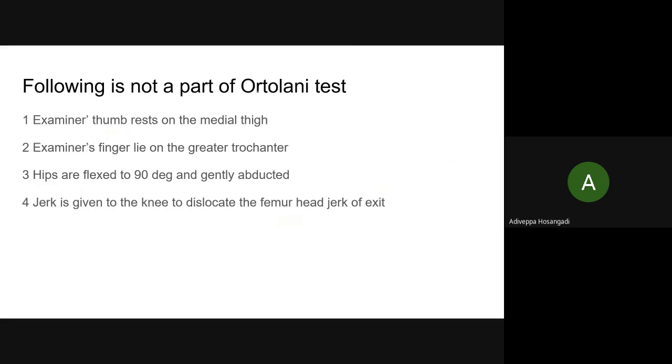Okay, so again, please remember in DDH you have to do screening tests. I will explain that in a minute. You have to remember Barlow's test. Before that, you have to answer this question: following is not a part of the Ortolani test. So there are the Ortolani and Barlow's tests.